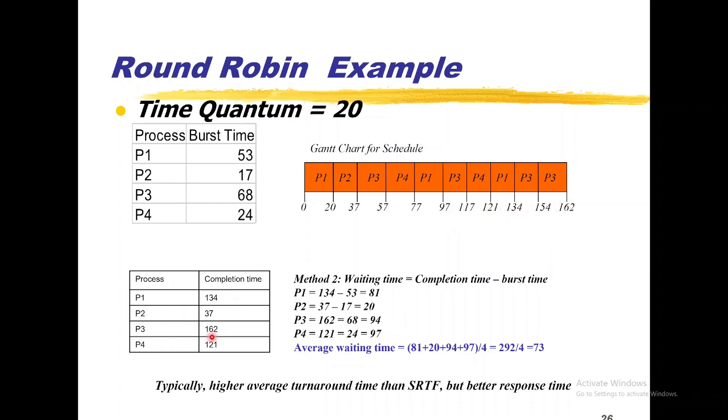So we tabulate them here. Now, for us to get the answer, remember that the burst time is 53. Burst time is the amount of time it is supposed to be executed. But this is the completion time.